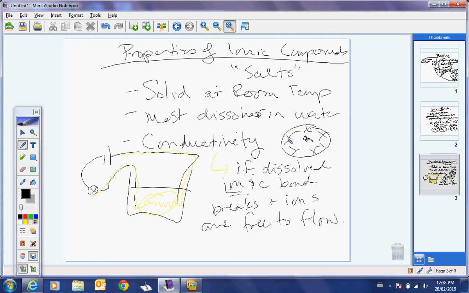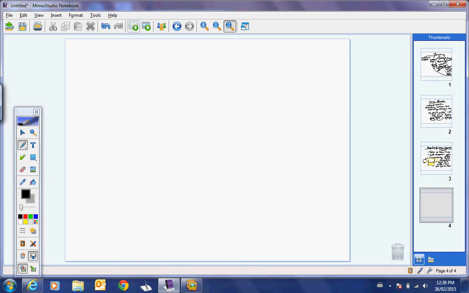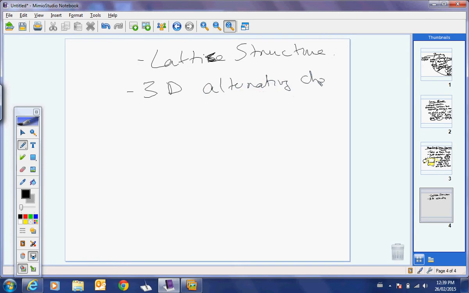Okay, so ionic compounds exist, I'll address this point in just a second. Ionic compounds exist in what's called a lattice structure. Oh, sorry. Okay, so what's a lattice structure? Well, this is 3D alternating charges.